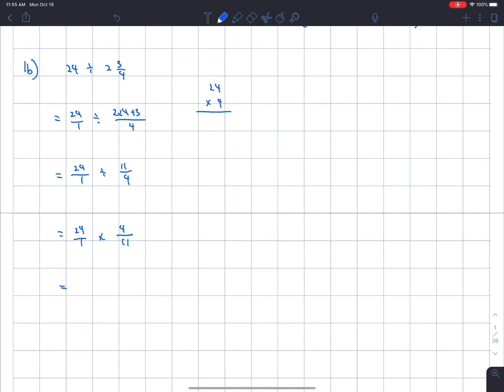For the numerator, I have 24 times 4. 4 times 4 is 16. 4 times 2 is 8. Plus 1 is 9. So 96 over 11. Now I want to change this back into a mixed fraction. I can just do a long division. 11 times 8 is 88. And then I subtract them. 16 minus 8 is 8. So my final answer will be 8 and 8 over 11.